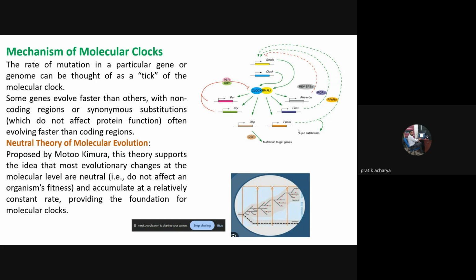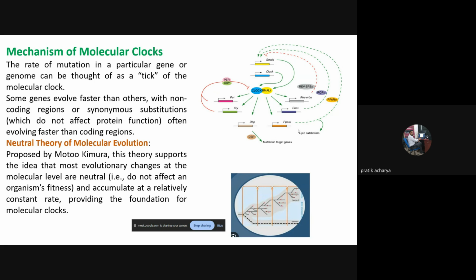Some genes evolve faster than others, with non-coding regions or synonymous substitutions, which do not affect protein function, often evolving faster than coding regions. Okay, that means there are different types of mutations. Faster mutations are there, slower mutations are there, but if the mutation is constant, that may take a longer period of time, that leads to the process of evolution, and that data is only provided by using this molecular clock.